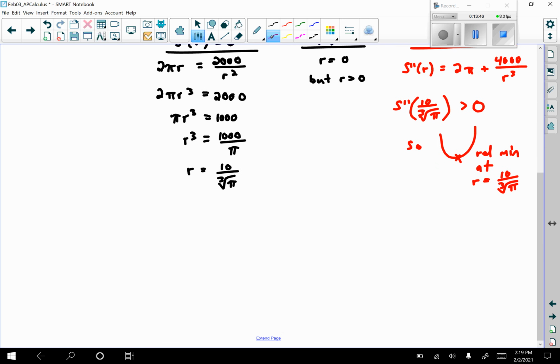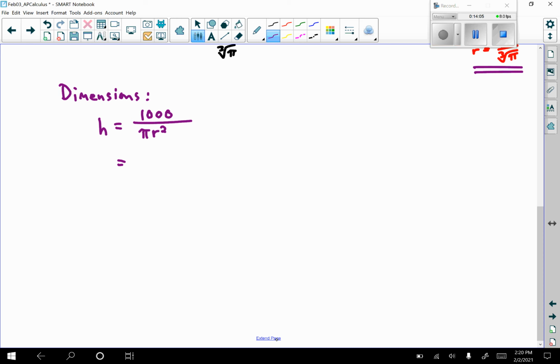Again, we're just looking for the dimensions. So we know what our radius is already. All we have to do now is go back and find our height. If you recall, our height was 1,000 over pi r squared. So this becomes 1,000 over pi times 10 over, I'm going to write it as pi to the 1/3 instead of cube root of pi, squared. So this becomes 1,000 over pi times 100 over pi to the 2/3.